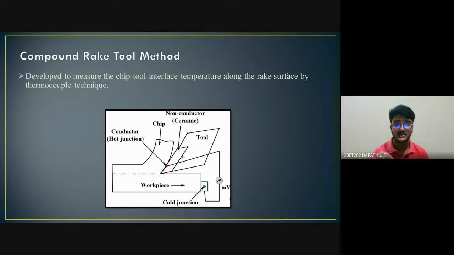Then a lot of heat was created in that particular area. You can see in the red mark, a lot of heat was created in that area. Another junction is connected to the cold junction, and it is connected to the workpiece. In between the two junctions, we connect a millivolt meter. The millivolt meter shows how much temperature was created in that area.